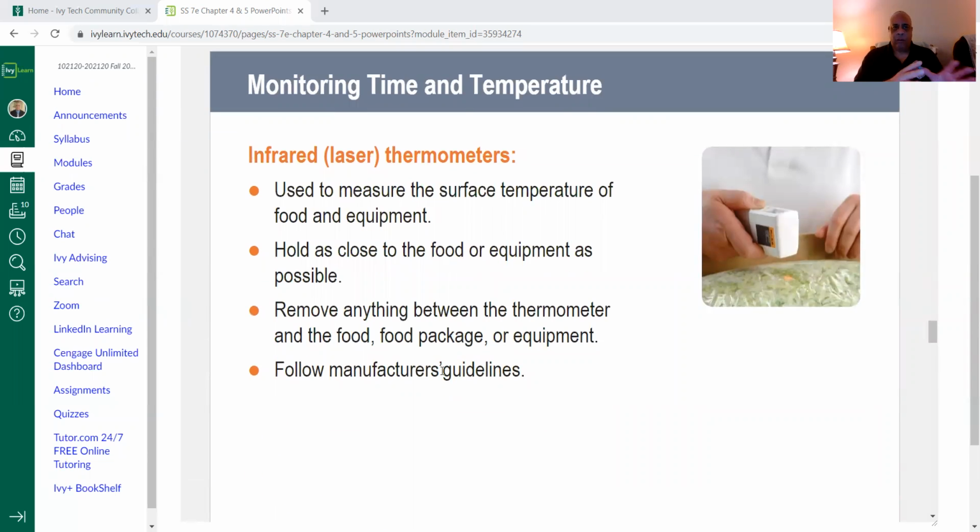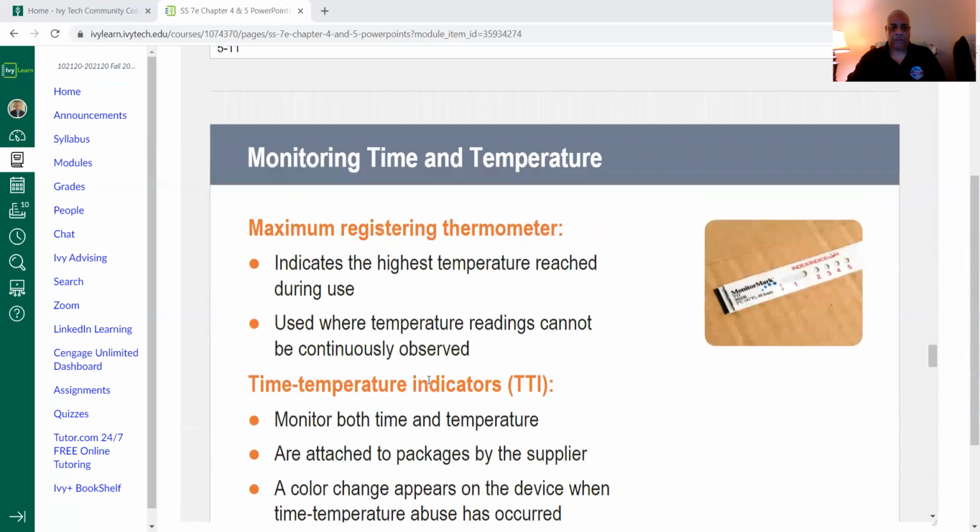Then there are what we call infrared or laser thermometers. Now they're used to measure the surface temperature of food and equipment. So what you do with these thermometers, you hold as close to the food or equipment as possible to get a temperature reading. Remove anything, this is important. Remove anything between the thermometer and the food package or equipment. And then lastly, you follow the manufacturer's guidelines.